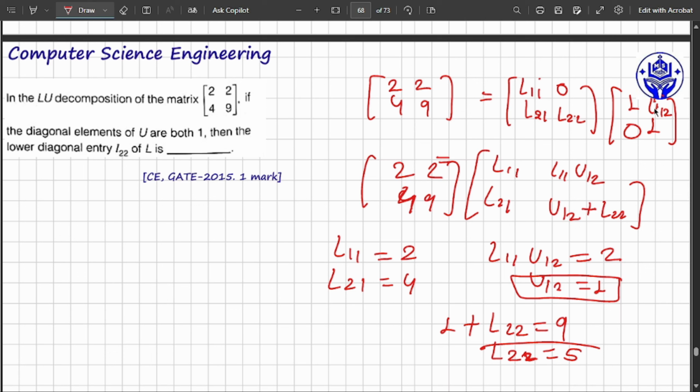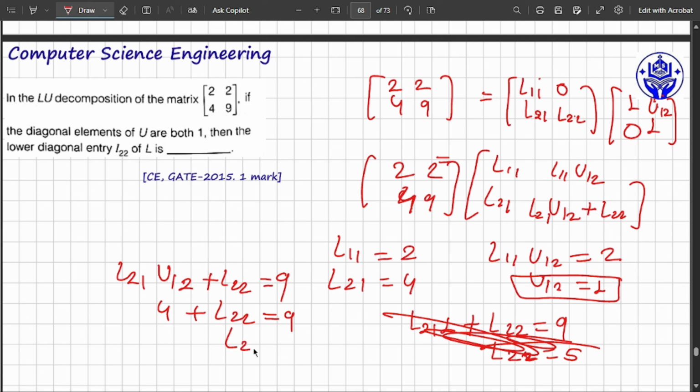This one will be multiplied by L21, which is also here. Yes, into L21. L21 is 4. So it will be 9 minus 1, or wait. This is L21, U12 plus L22 is equal to 9. So this is 1 and this is 4, plus L22 is equal to 9. Yes, L22 is equal to 5. So you can easily multiply. This is the core approach of the LU decomposition.